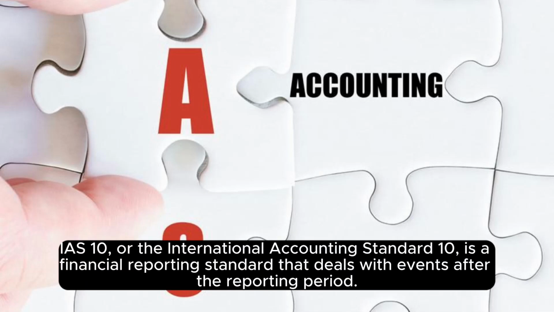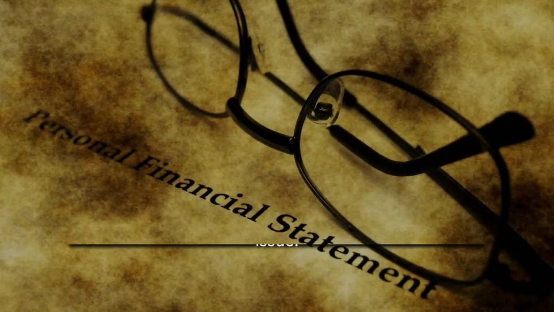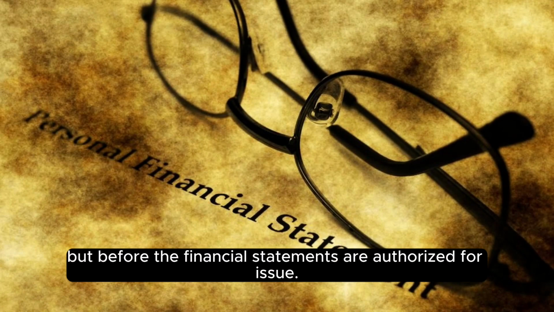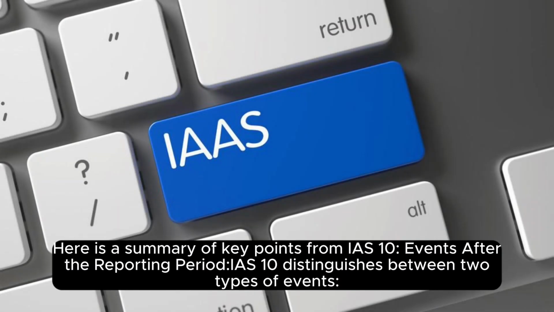IAS 10, or the International Accounting Standard 10, is a financial reporting standard that deals with events after the reporting period. It outlines the treatment and disclosure requirements for events that occur after the end of the reporting period, but before the financial statements are authorized for issue. Here is a summary of key points from IAS 10.